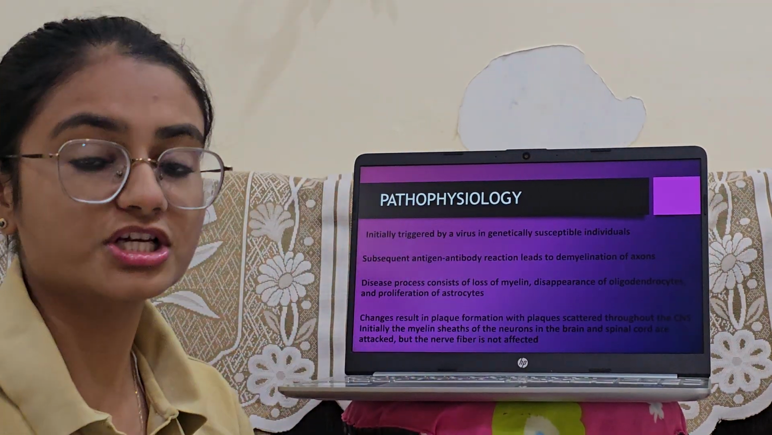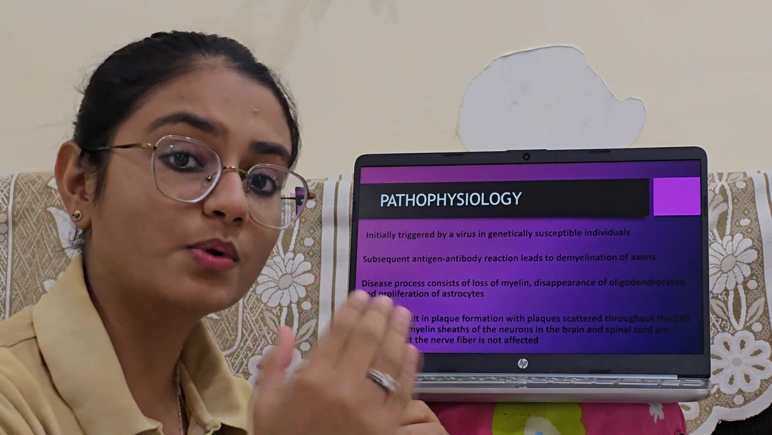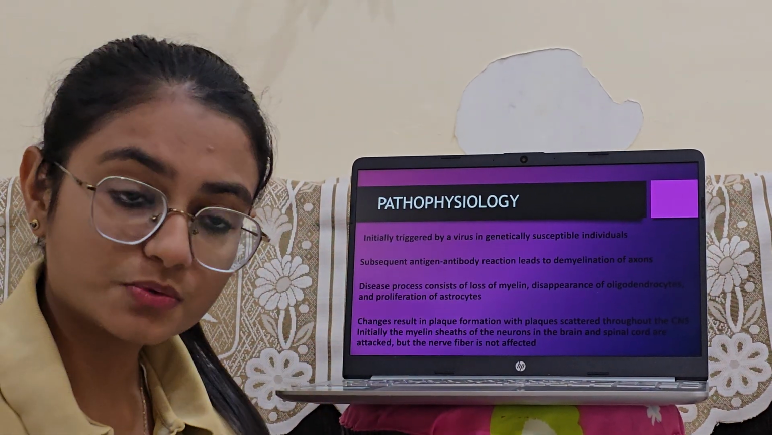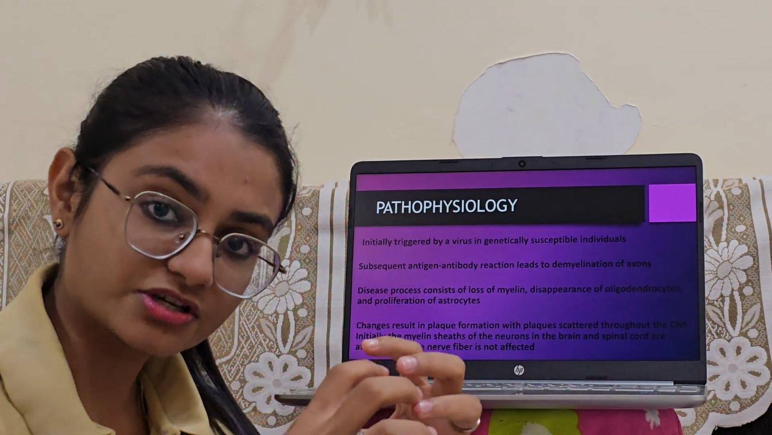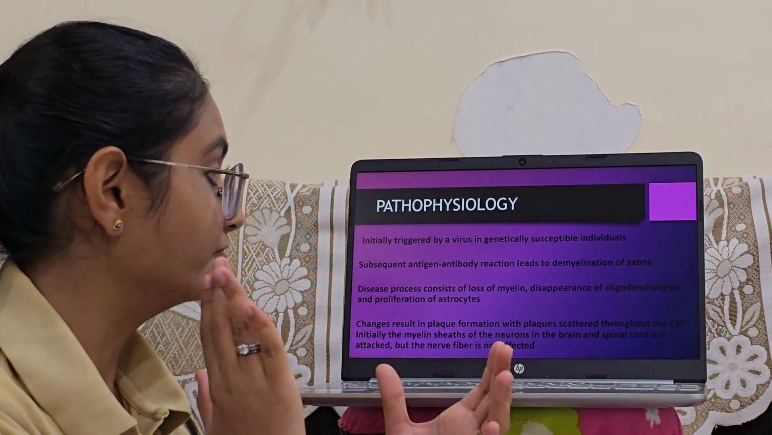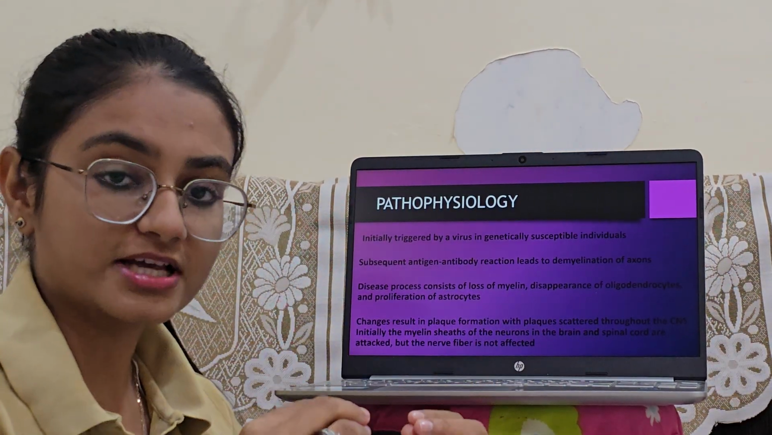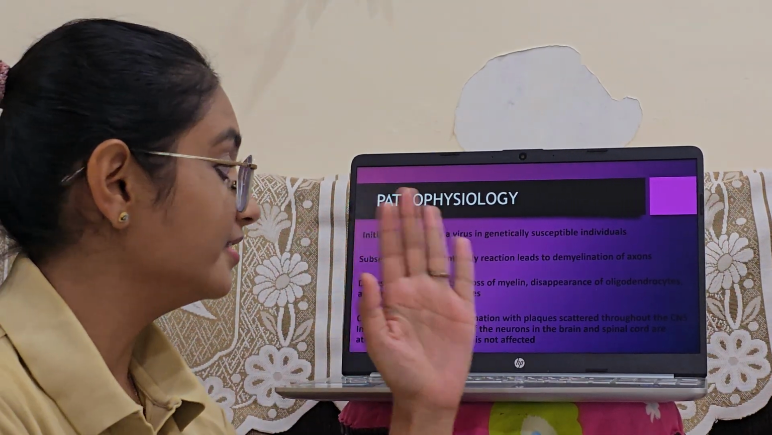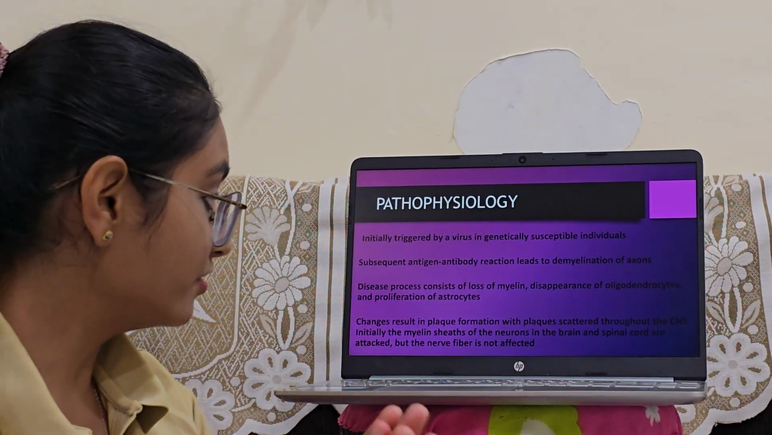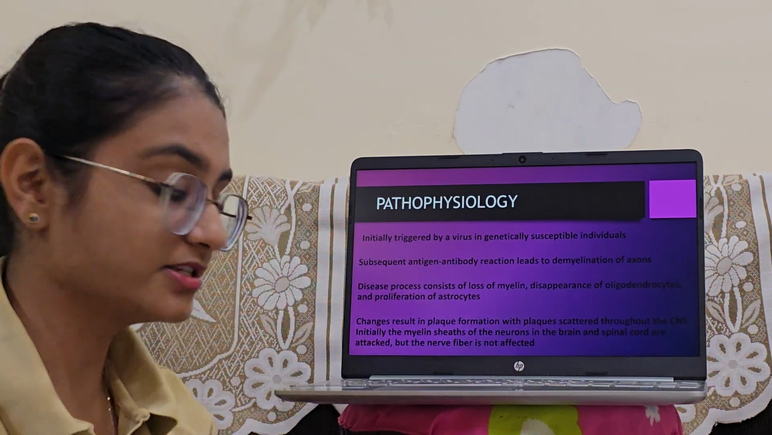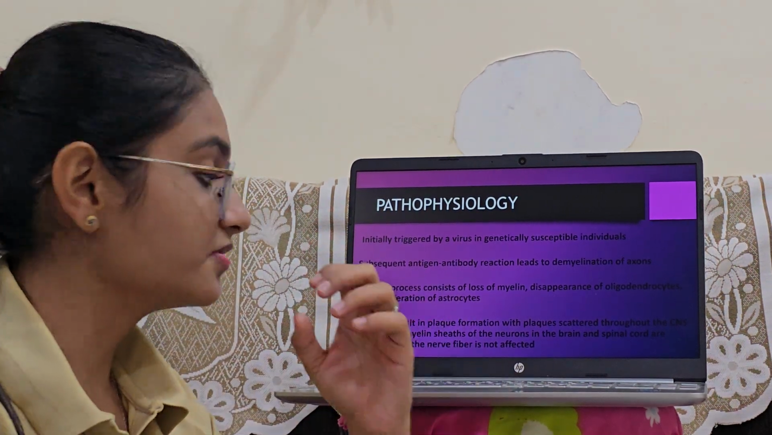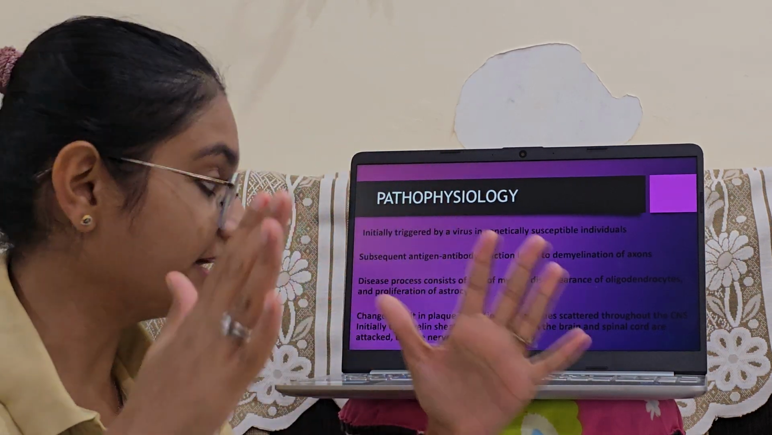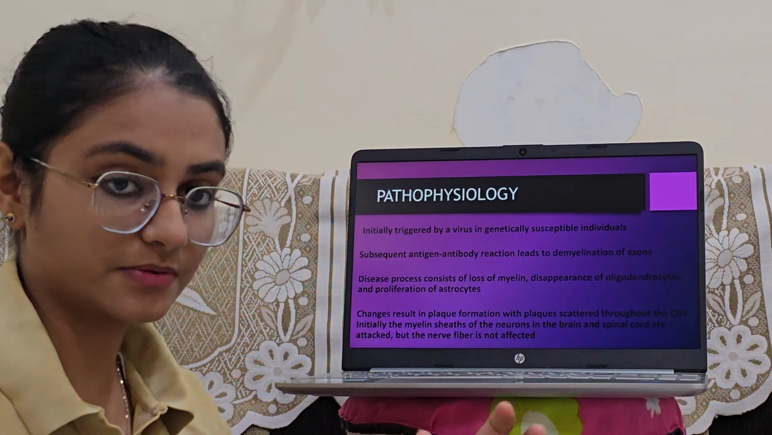Now, pathophysiology: initially triggered by a virus in genetically susceptible individuals. Subsequently, an antigen-antibody reaction leads to the demyelination of the axons. The disease process consists of loss of myelin, then disappearance of the oligodendrocytes and the proliferation of the astrocytes. These changes result in plaque formation, and the plaques are scattered through the central nervous system.